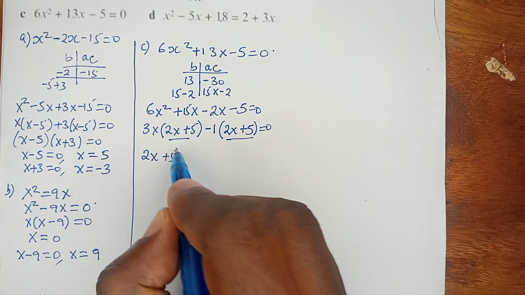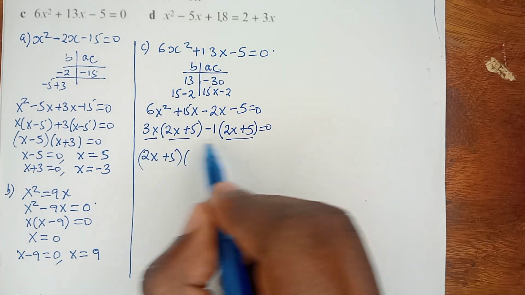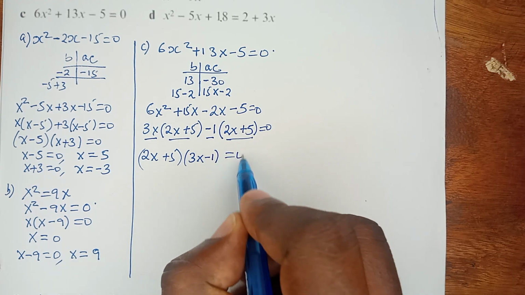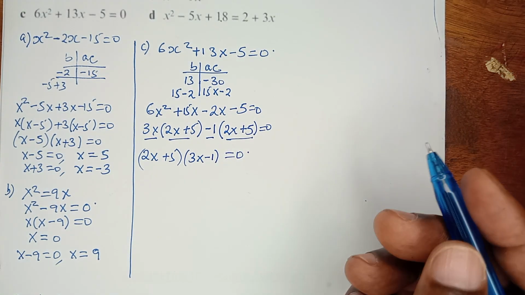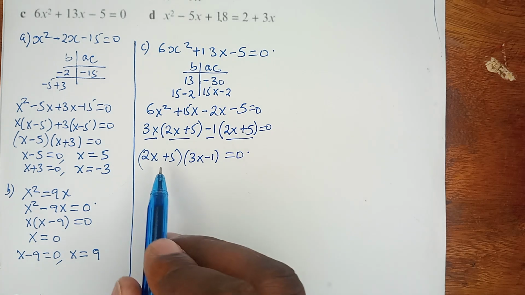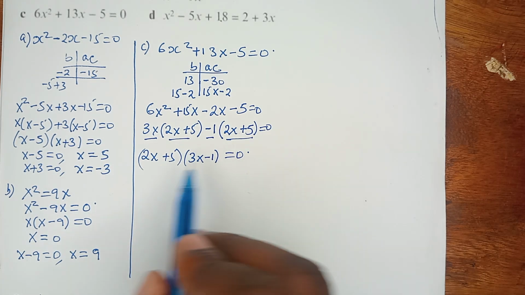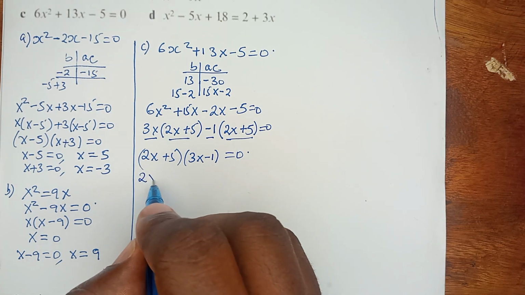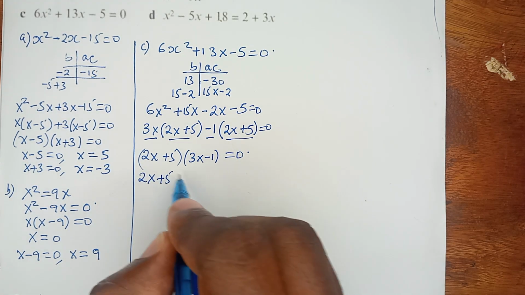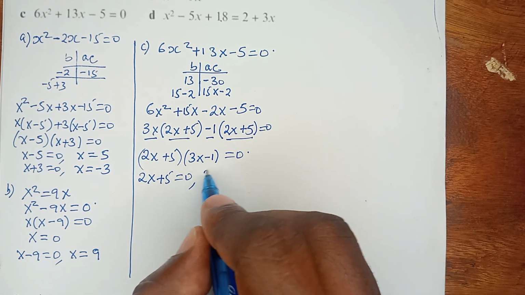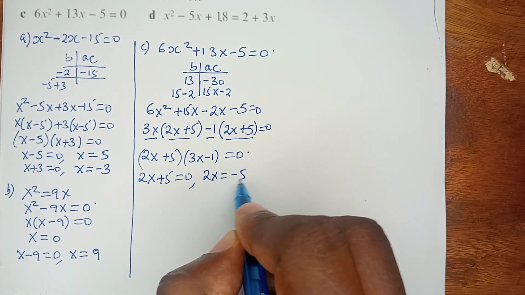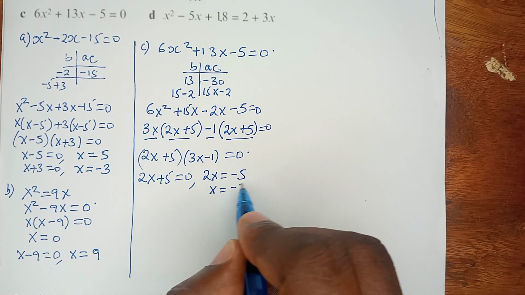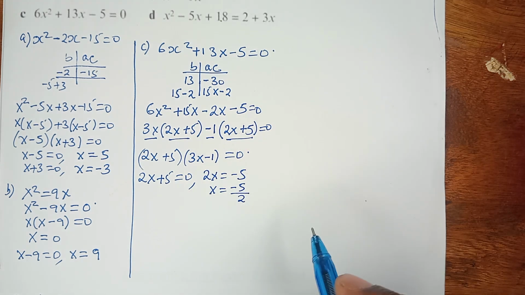2x plus 5. And the outer terms make a bracket of their own, 3x minus 1, which is equals to 0. If this is the case, then two numbers multiplied and the product is 0, it means one of them is 0 or both of them are 0. If it is 2x plus 5 which is equals to 0, then 2x is equals to minus 5, and then x is equals to minus 5 over 2.